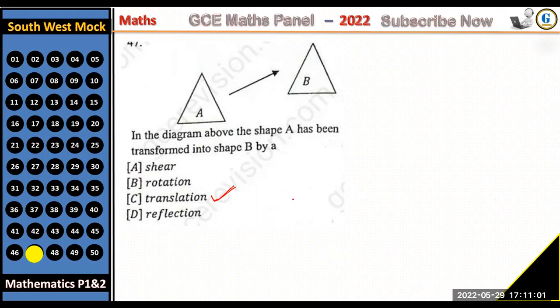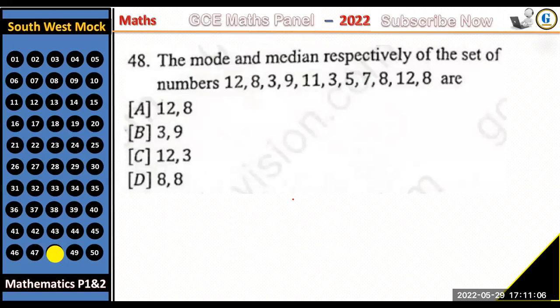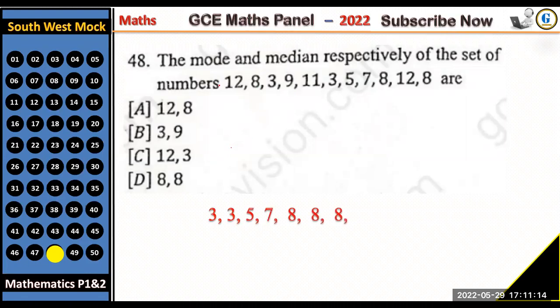Okay, 48. The mode and median respectively of the set of numbers is. So here, to get the median, first of all, arrange the numbers in ascending or decreasing order of size. And here we have a total of 11 scores. So the median should occur at what position? 11 divided by 2, right? And then we round up. 11 divided by 2 is 5.5, round up to 6. So it should occur at the 6th position.